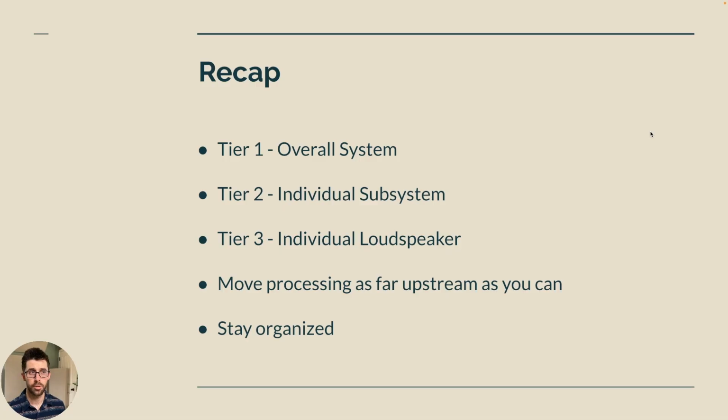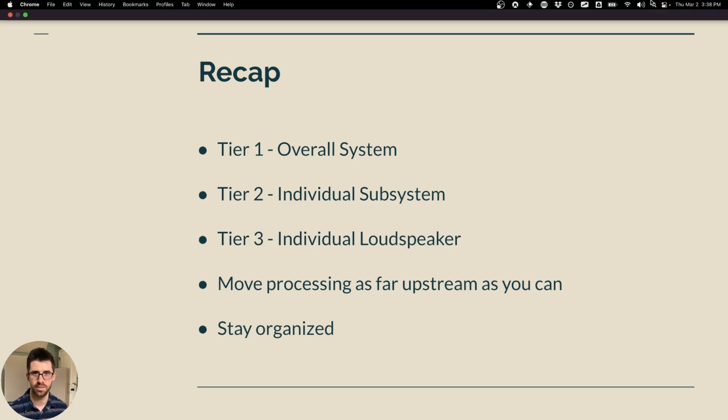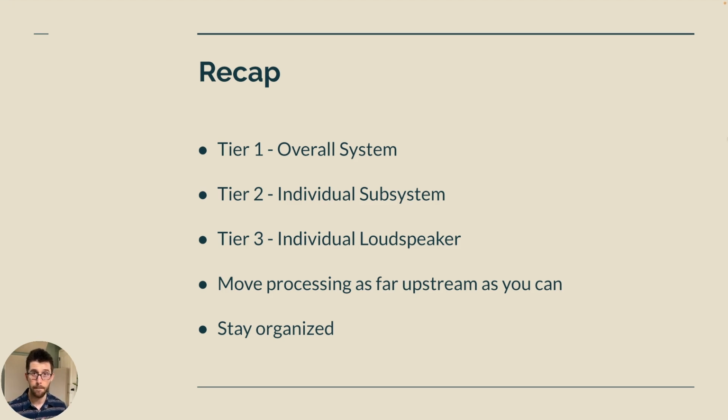Check it out. Let's recap. Tier one is our overall system. Tier two is the individual subsystem. Tier three is the individual loudspeaker. If you can, move the processing as far upstream as you can so you can keep it efficient and stay organized. This is signal splitting and going a lot of places, so take the time to make an I/O map. Use the little mind mapping tool I made or something similar to show how it flows from tier one and two and three, and that will save you a lot of time in the field so you can be ready for it.